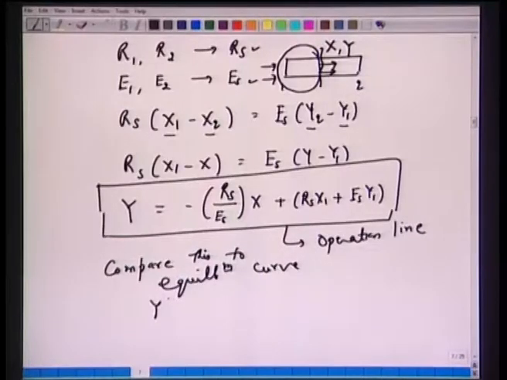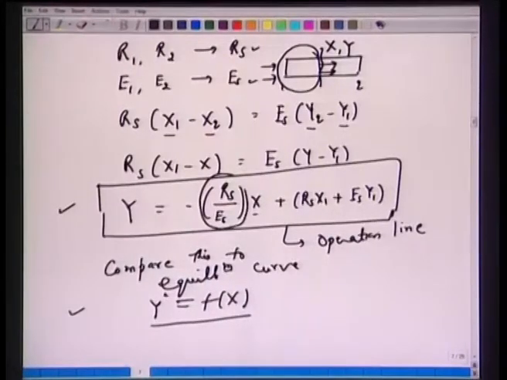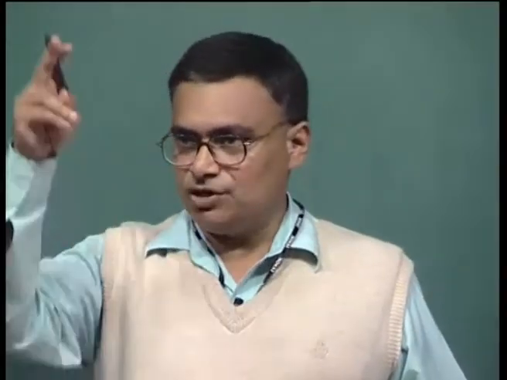Y in terms of y star in terms of your x. So we have two lines here. One is the operating curve, one is this equilibrium curve. And notice this operating curve, y in terms of x, is linear, because Rs over Es does not change. So we have a constant slope. You can call it y equal to mx plus a constant intercept. So now we can go back and draw the equilibrium curve and the operating curve.